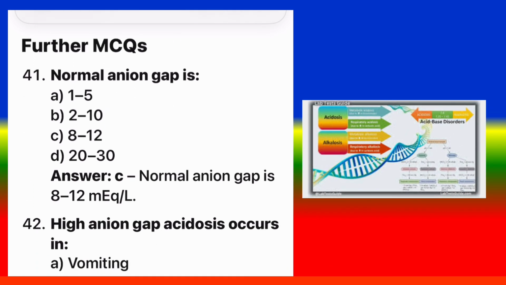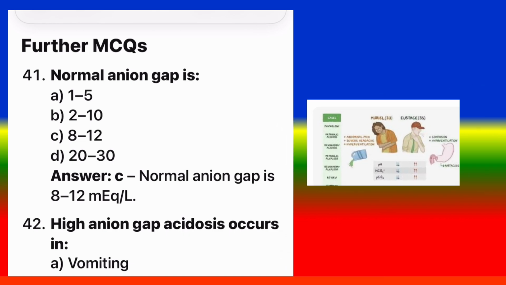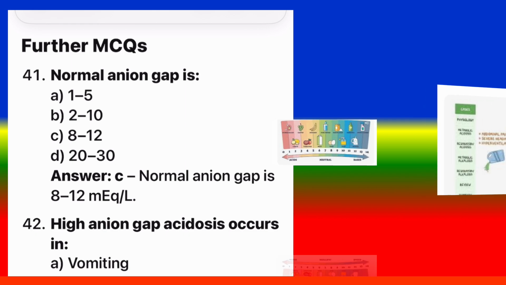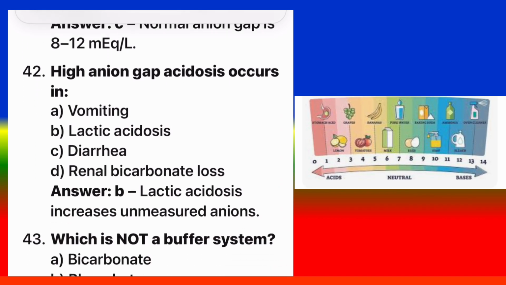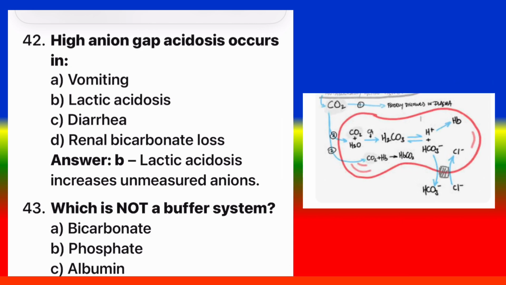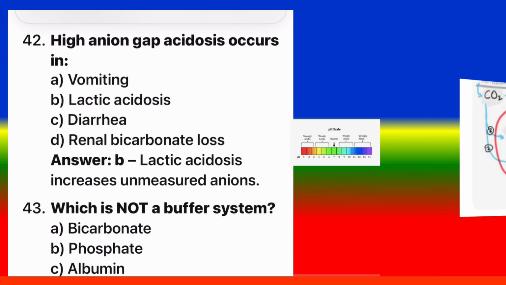Further MCQs. 41. Normal anion gap is A, 1 to 5, B, 2 to 10, C, 8 to 12, D, 20 to 30. Answer C. Normal anion gap is 8 to 12 mEq/L. 40. High anion gap acidosis occurs in A, vomiting, B, lactic acidosis, C, diarrhea, D, renal bicarbonate loss. Answer B, lactic acidosis increases unmeasured anions.